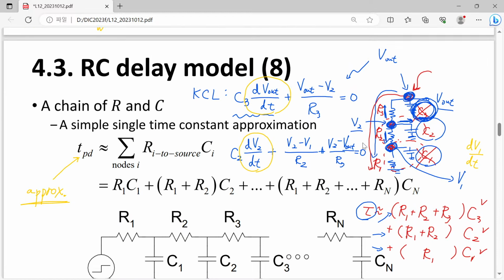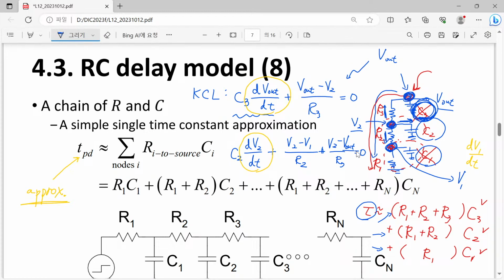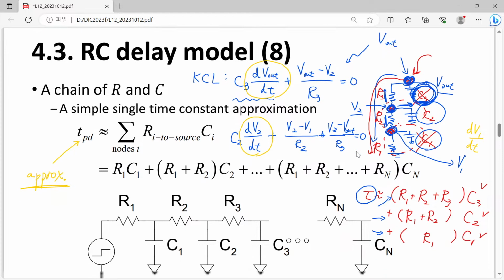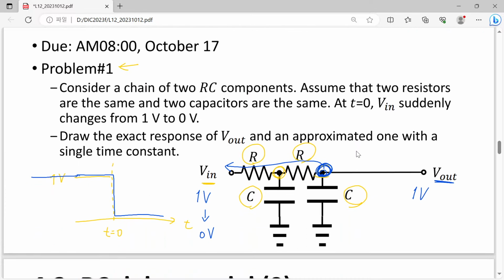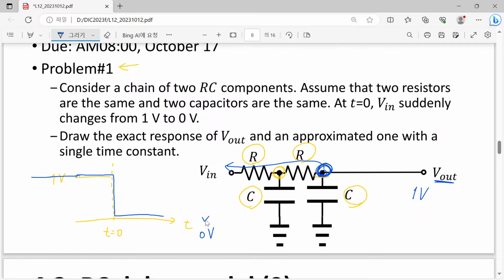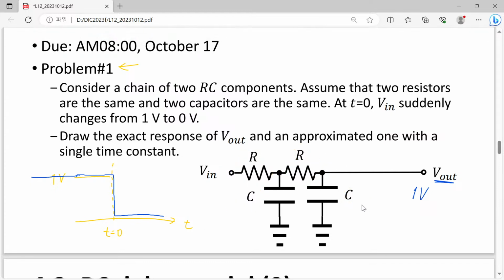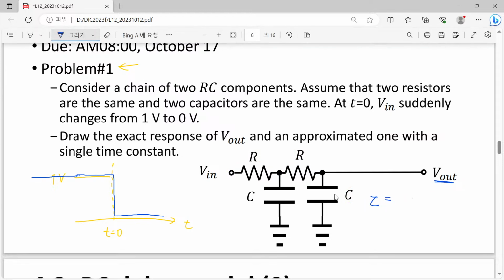So exactly the same for our three-input NAND case with reduced number of RC chains. So it is quite relevant to our discussion. If we do that approximation, then what will happen? What will be our tau? Please try to calculate.